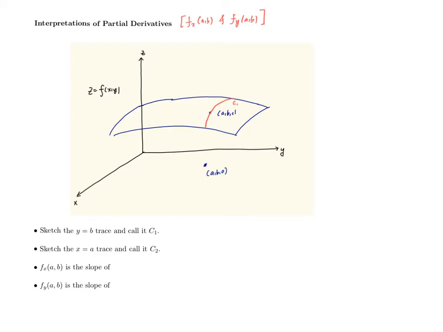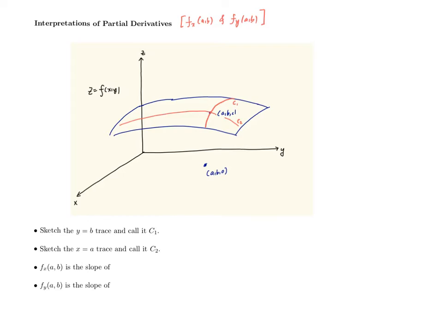Similarly, we can form what we're going to call C2, which would be the x equals a trace. So the x equals a trace, we think where that x equals a plane cuts our surface, and it's going to cut the surface at some curve that looks roughly of the form here, and we call this C2.